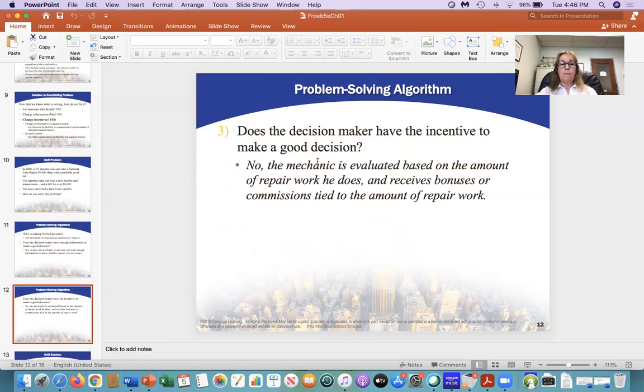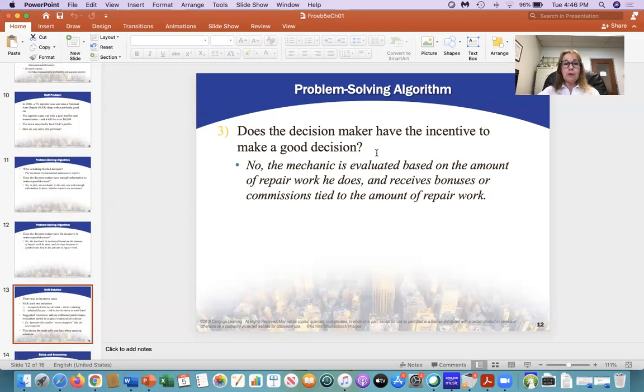So what's wrong here? He doesn't have the incentive to make a good decision, because the mechanic is evaluated based on the repair work that he does, and he receives bonuses and commissions tied to the amount of repair work. So the more repair work he generates, the more money he's going to make. This is the problem right here. How can they incentivize these mechanics to not charge people for repairs that are unnecessary?